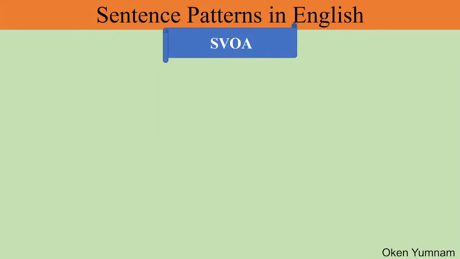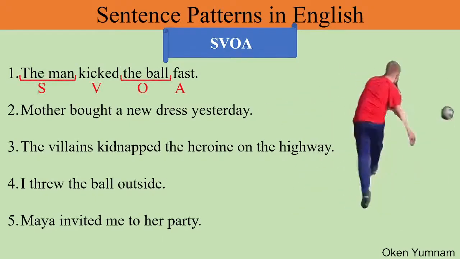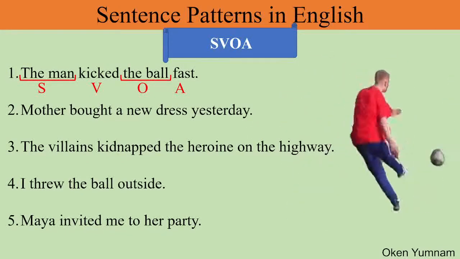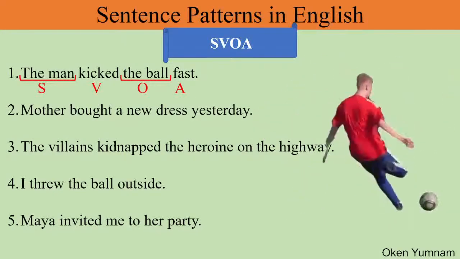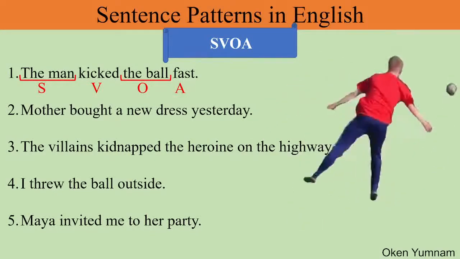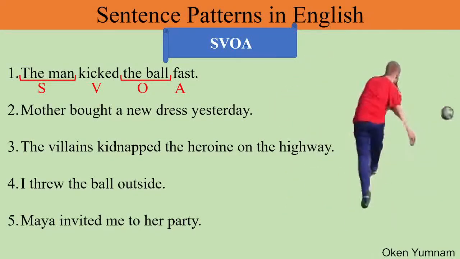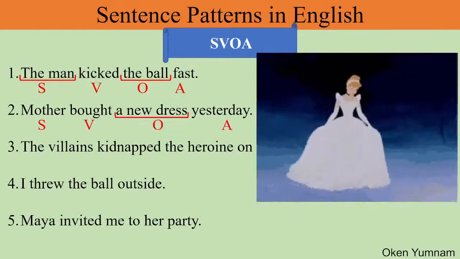So let's look at the next pattern, that is SVOA. Let's have a look at these 5 sentences. We'll study them one by one. Number 1. The man kicked the ball fast. The man, subject, kicked, verb. Kick what? The ball. So that is the object. And how did he kick it? Fast. That is the adverbial.